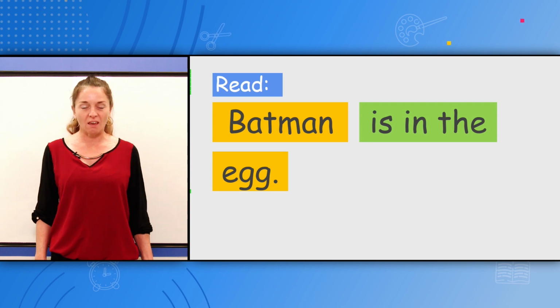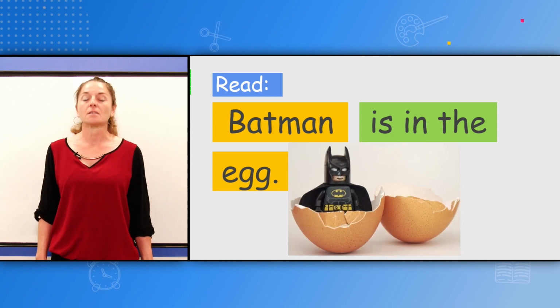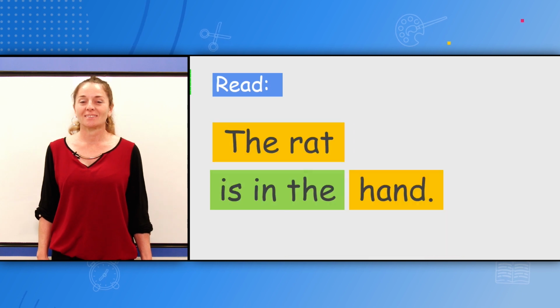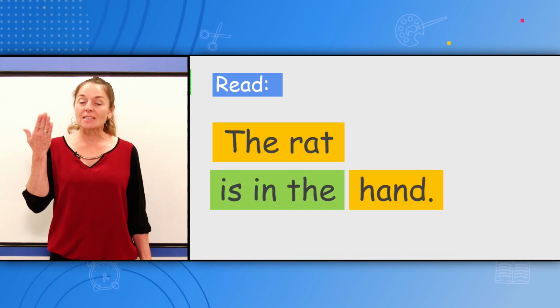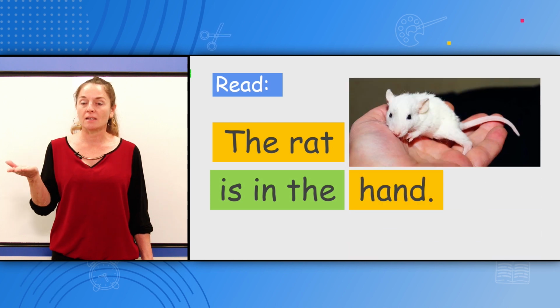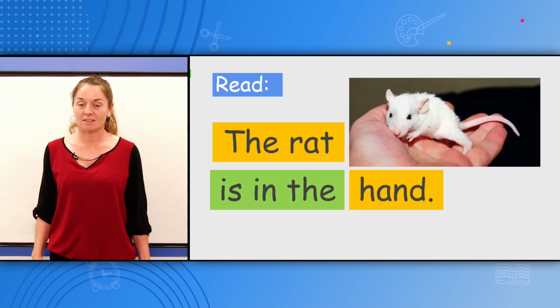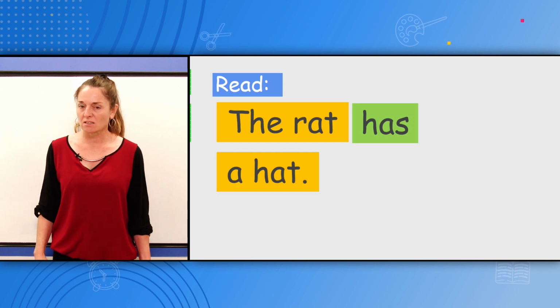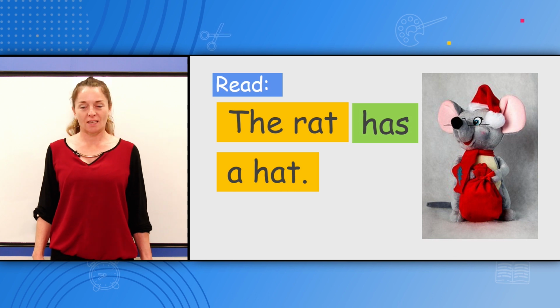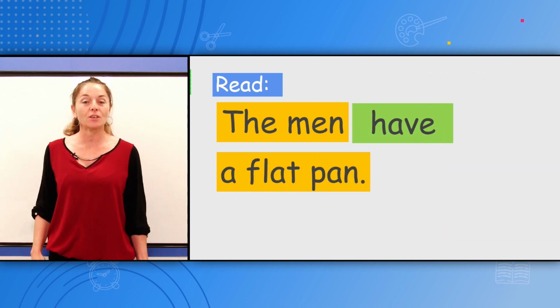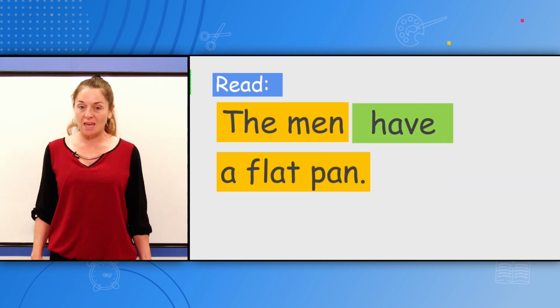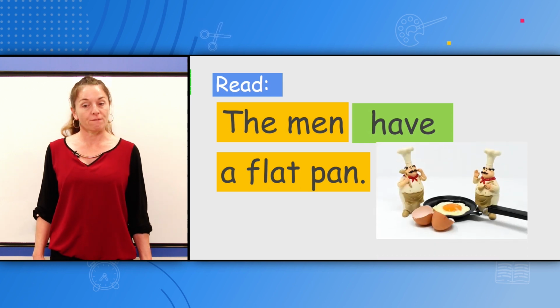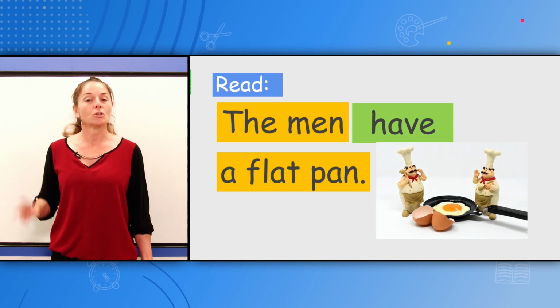Batman is in the egg? What's going on? The rat is in the hand. A rat has a hat? Okay, the rat has a hat. Can you see how easy it is for you? The men have a flat pan. A flat pan, an egg in a pan, 2 men.